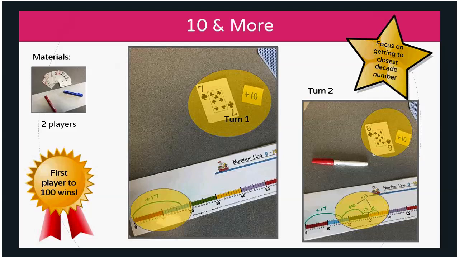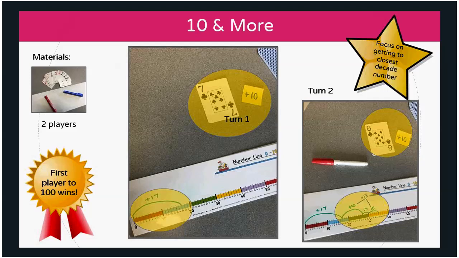And then they turn over a second card and add 10 to it, and then they add it to the first number. So for example, if you start with a 7, then an 8, you will really be adding 17 plus 18. Students will continue to show their running total on an open or ready-made number line. The first player who arrives at their target number wins.